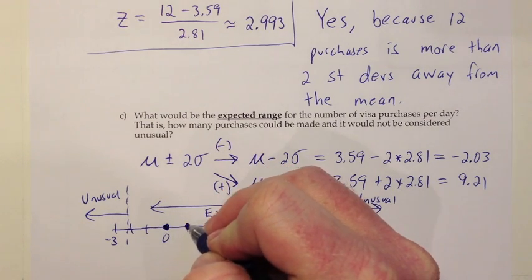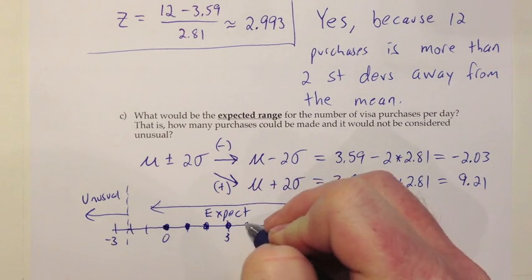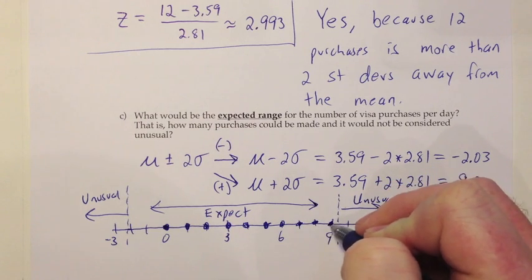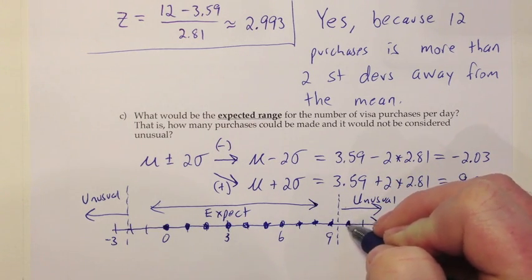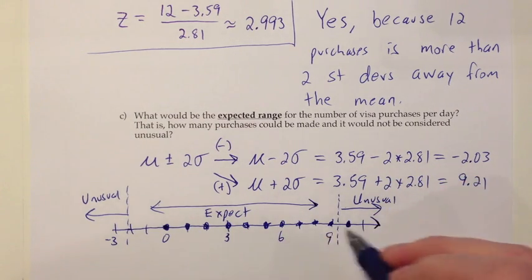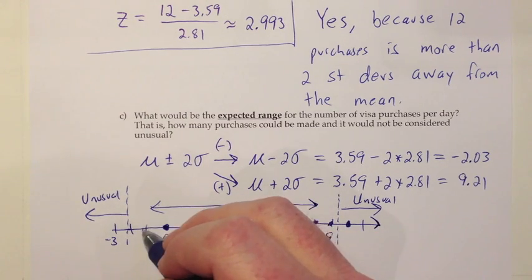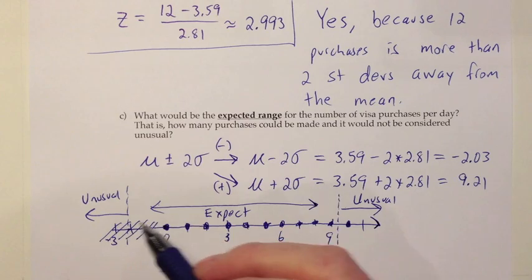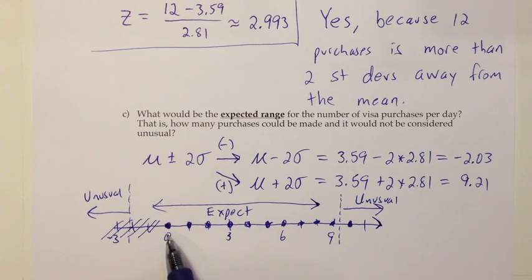0's possible, 1's possible, 2's possible, 3, 4, 5, 6, 7, 8, 9. So is 10. I'll even bubble that, but that's not in the expected range. And this, you could do a dot, but that's -1 purchases. That doesn't make sense. So I'd say none of this really makes sense. So the lowest end I could expect would be 0. The highest end would be 9.